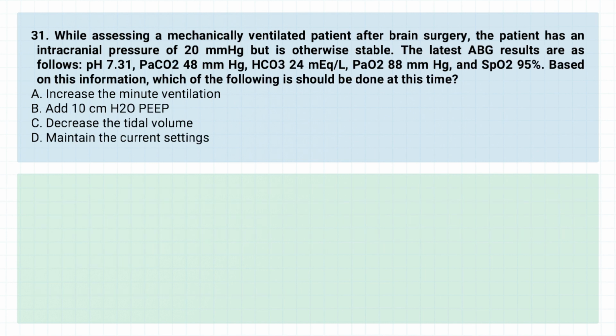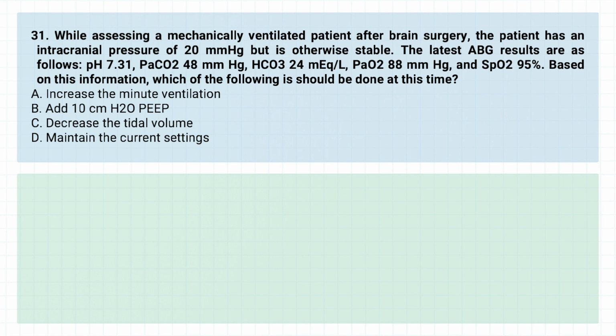Number 31. While assessing a mechanically ventilated patient after brain surgery, the patient has an intracranial pressure of 20, but is otherwise stable. His latest ABG results are as follows: a pH of 7.31, a PaCO₂ of 48, a bicarb of 24, a PaO₂ of 88, and an SpO₂ of 95%. Based on this information, which of the following should be done at this time?